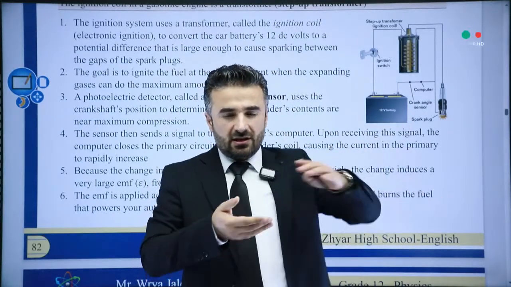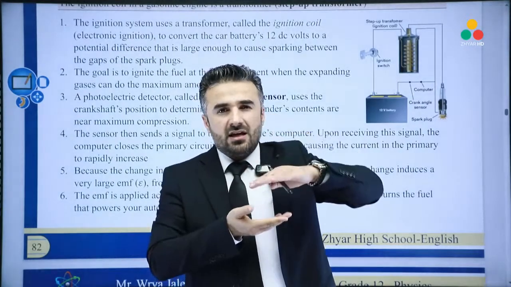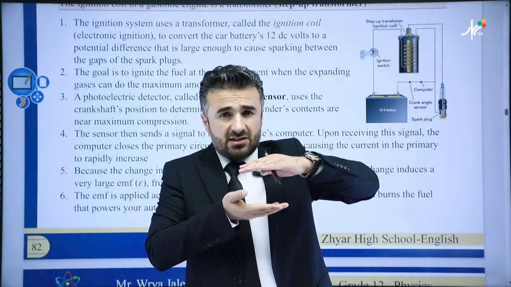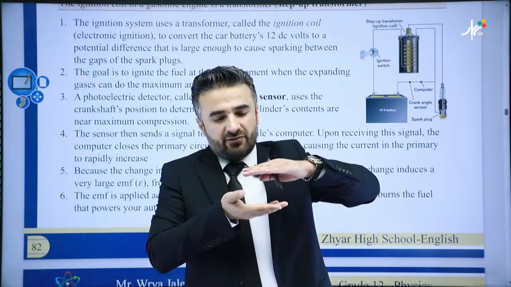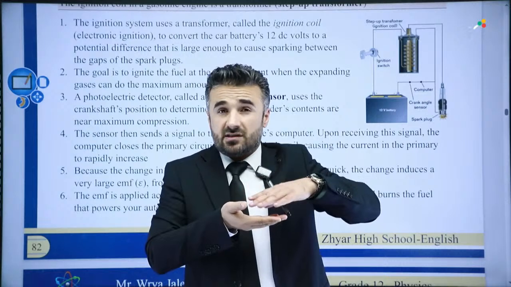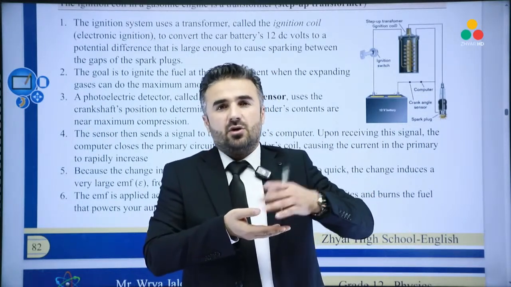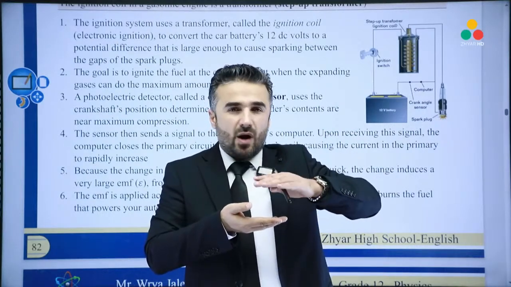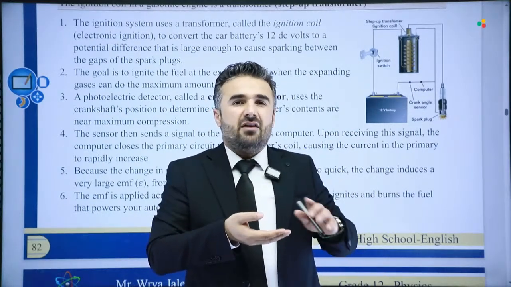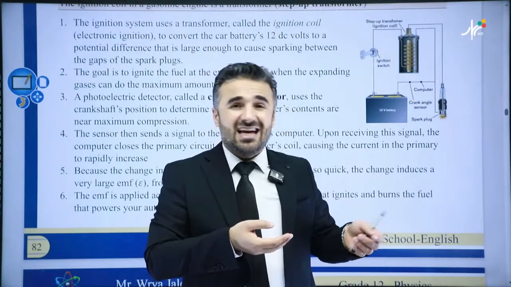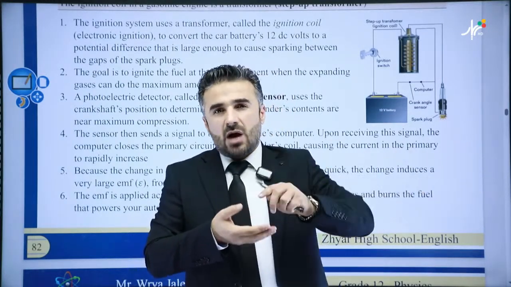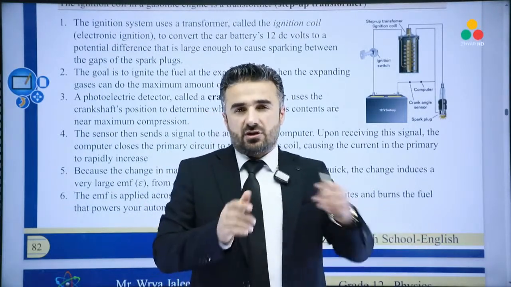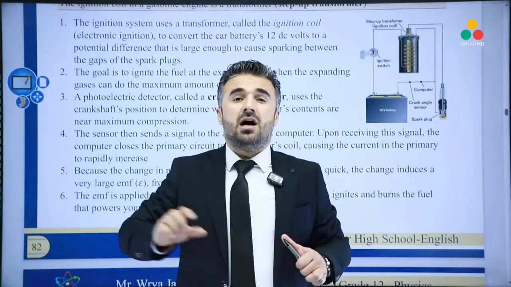Well, there is a sensor. It senses, for example, when the cylinder and its content, all these gases, are compressed. Once this happens, the sensor sends a signal to the car's computer. Then this computer will close the primary circuit. The current will change very rapidly. This rapid change of the current will cause a very rapid change of the magnetic field in the secondary coil, which will induce a voltage between 40,000 and 100,000 volts.